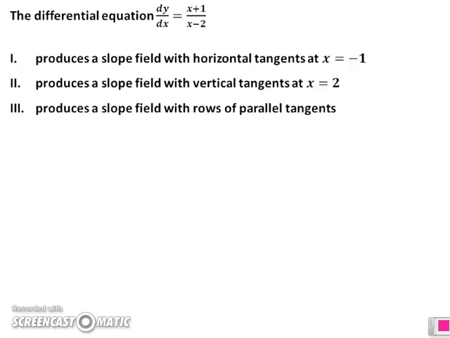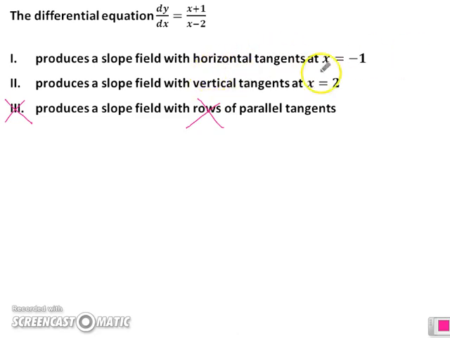Okay, let's do another one. Okay, this is another x only one. So it's not going to have rows, it's going to have columns. So this one's out. So now we have to look at producing a slope field with horizontal tangents at -1 and producing a slope field with vertical tangents at x equals 2.